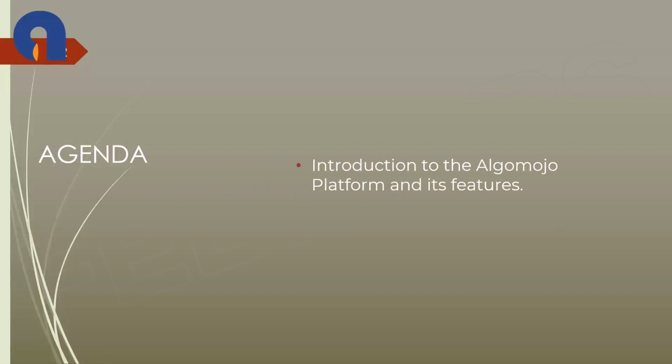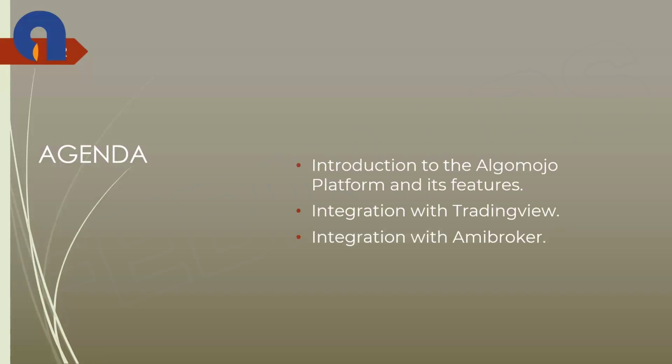Today's agenda: we will have a small introduction to the Algomojo platform and the features that we bring in. Then we will look at how we do an integration with TradingView. In case you have any specific requirements to be checked under TradingView, kindly let me know using the Q&A box. I will go through that process of automation using your strategy or indicator that you would have. If there are any Amibroker users, we could look at how we do the integration with Amibroker also. Then we'll share details about our support structure.